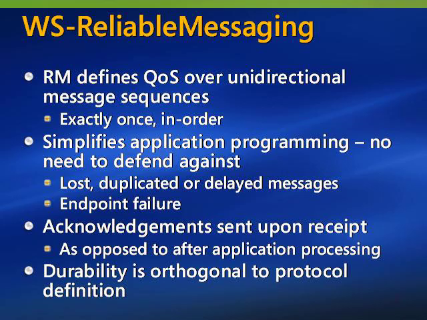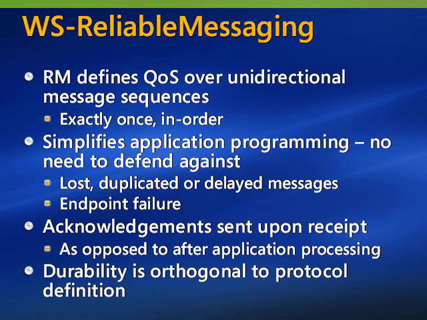Reliable messaging is very simply the definition of quality of service over a unidirectional message sequence. If I want quality of service exactly once in order over both directions, I need to define 2 correlated reliable messaging sequences. The basic idea here is that it simplifies application programming. I don't have to defend against things like lost or duplicated messages. I don't have to defend against networks going down, router storms, any of those things, typically. I can now think about my application logic. I can do fire and forget.